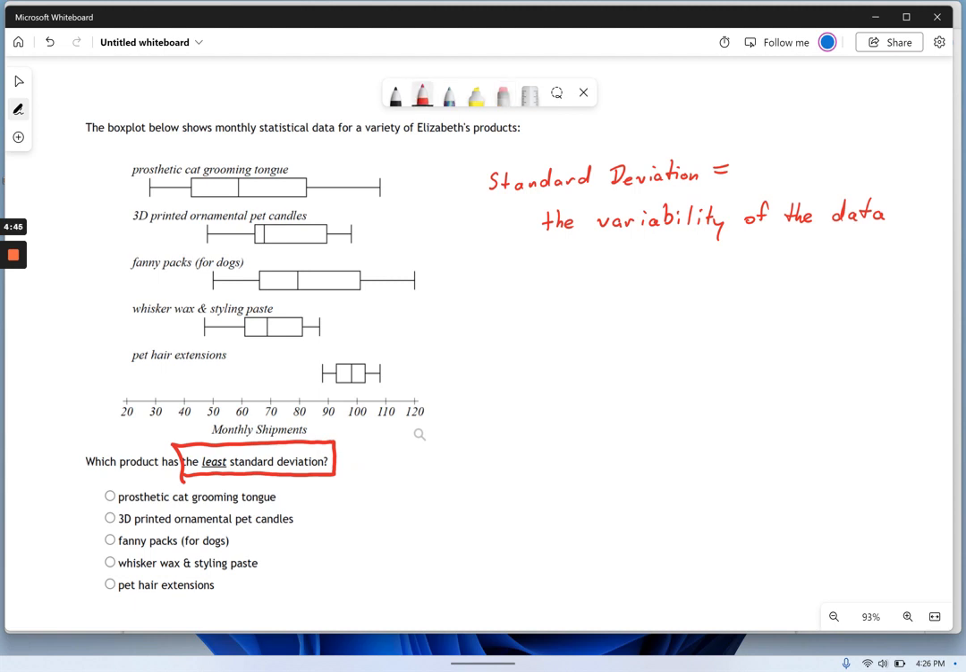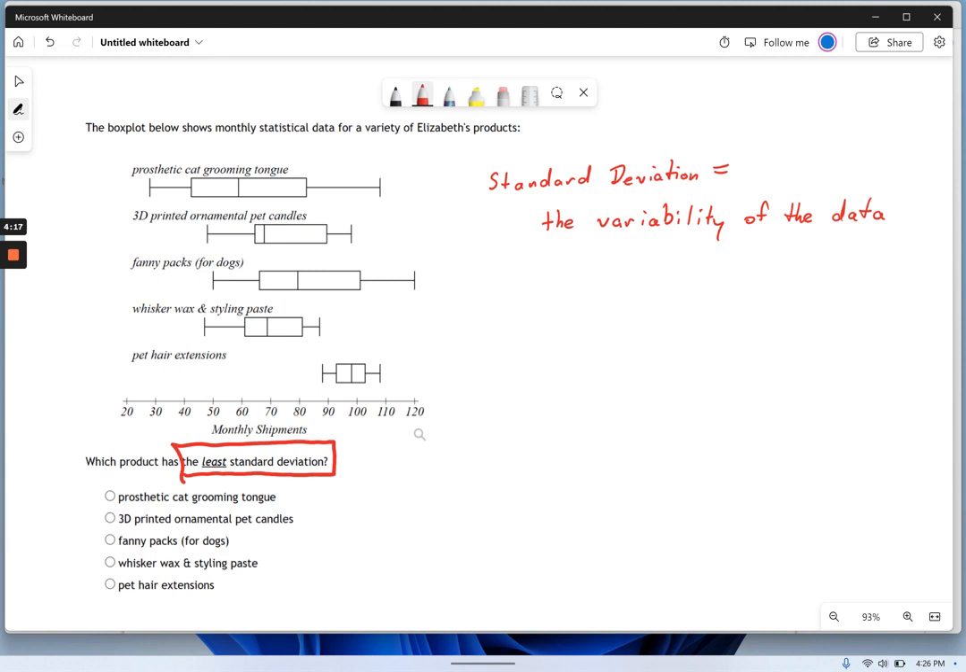Standard deviation is simply how spread out your data is. So if you have some kind of a product, I'm going to use this prosthetic cat grooming tongue here as an example, where one of these months it only sold 30 of them, but another month it sold like 110. That's a pretty wide range. You don't know whether it's going to be 110 one month or 30 the next. So that's what we call something having a large or a wide standard deviation.